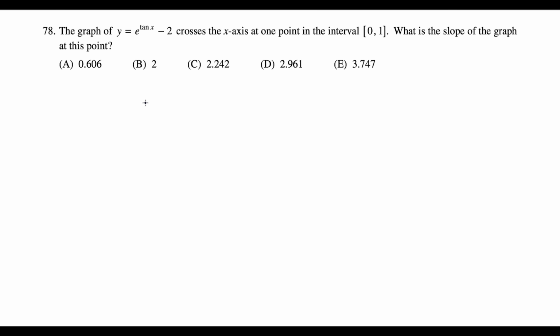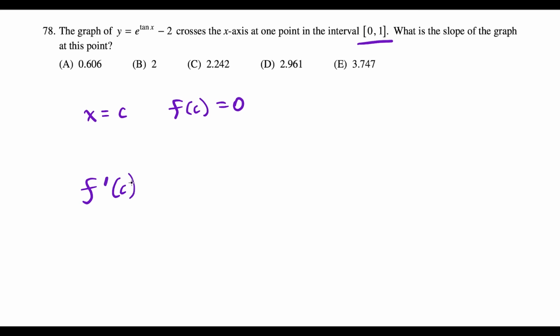For question 78, we have a lot going on. We have this graph crosses the x-axis at one point between 0 and 1. And we want to know what is the slope of the graph at this one point. So let's say that it passes the x-axis at x equals c. So let's say this occurs at x equals c, that the function value at c is equal to 0. Well, what we're trying to find here is the slope of the graph at this point. So we want to find f prime of c.